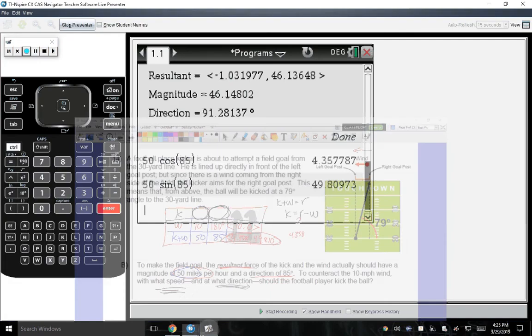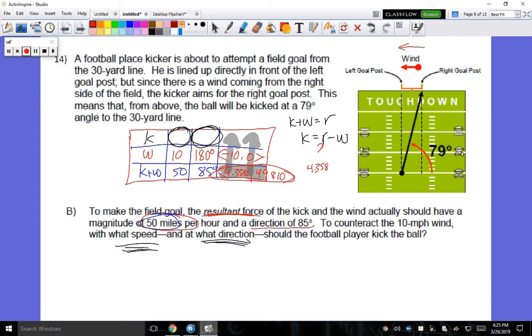4.358, and then 49.810, this is R, and then W is this negative 10, 0. And what I'm going to do, and let me highlight it, I'm going to subtract these two. Okay, so it will look like this. 4.358 minus a negative, which is the same as adding, will give me a 14.358. And then it's just 49 minus 0. That one doesn't change. And now you're ready to work backwards from this by doing the arctangent and doing the magnitude for those pieces.